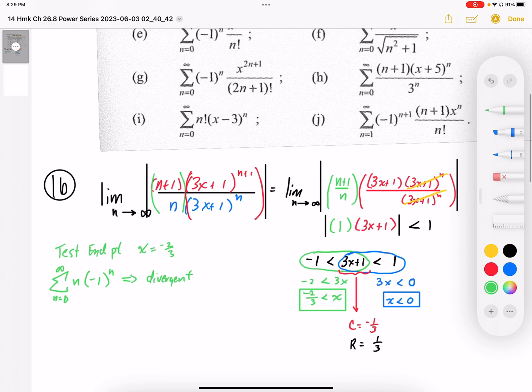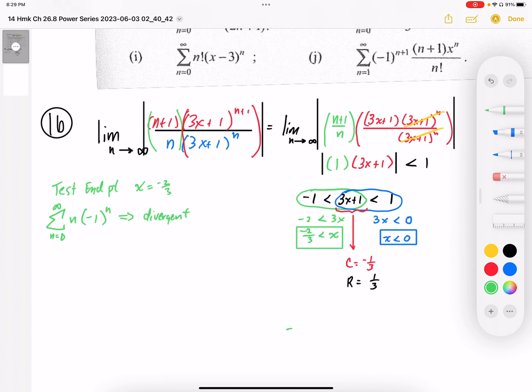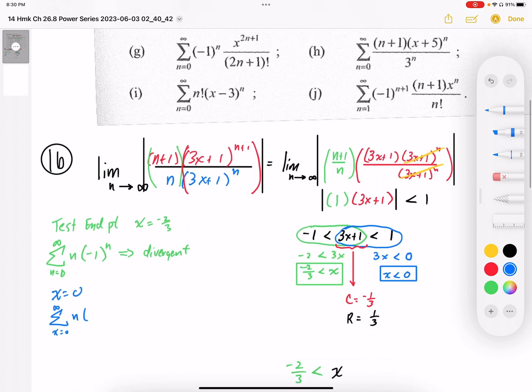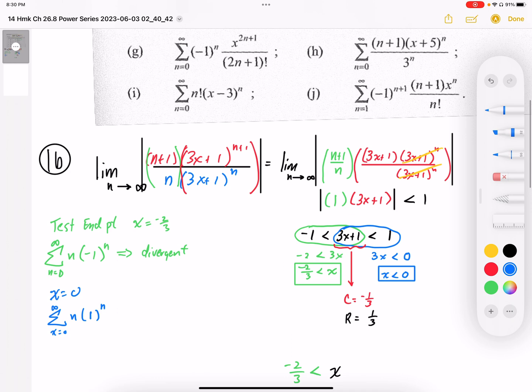Okay, so our interval so far is going to be negative 2/3, and x has got to be bigger than that. And then we need to test our right edge endpoint. So we're going to test x equal to 0. So we need the sum from n equals 0 to infinity. When we plug 0 in, we get n, and I plug 0 in and just get plus 1 to the power n. Again, this just gets bigger and bigger and bigger. This is also divergent.